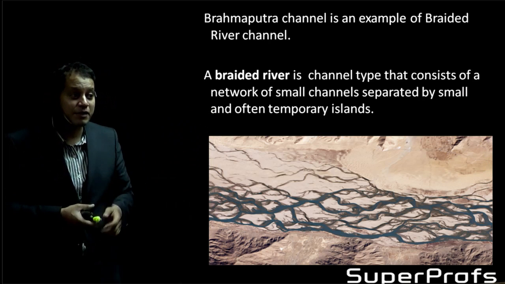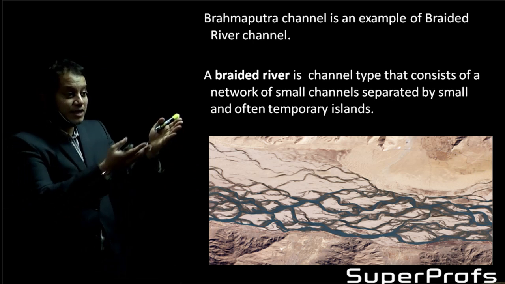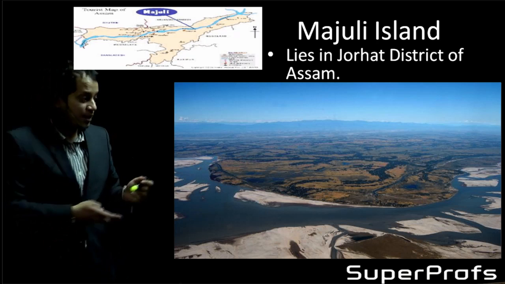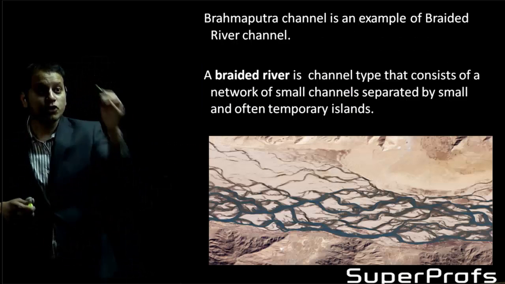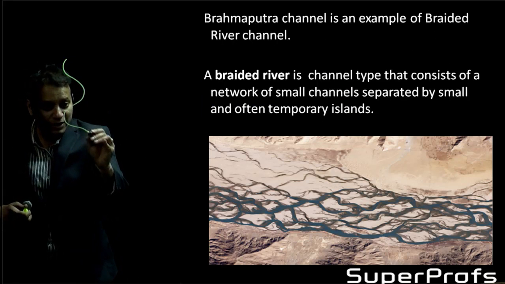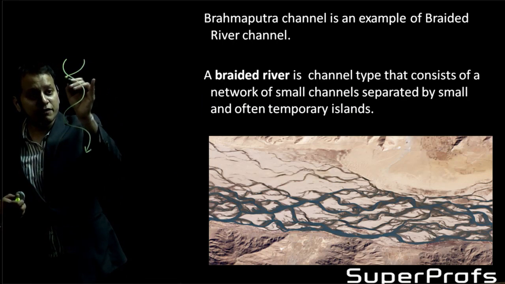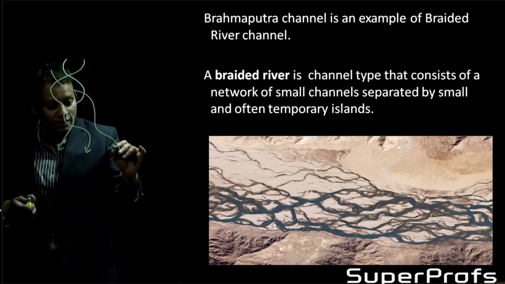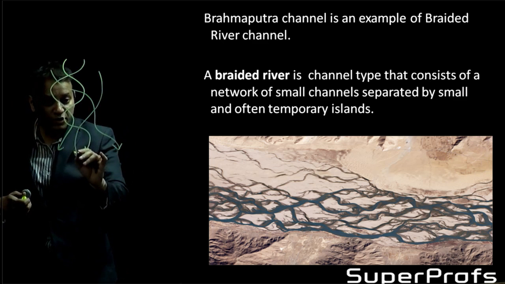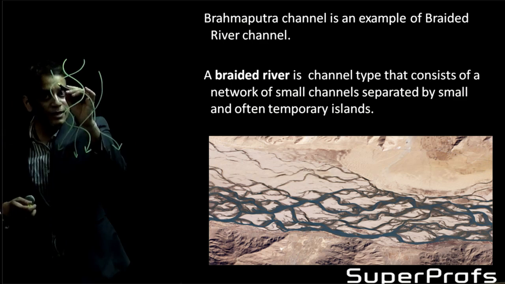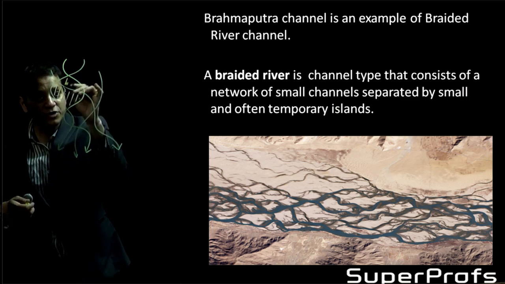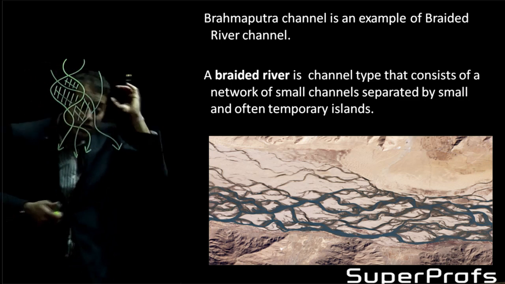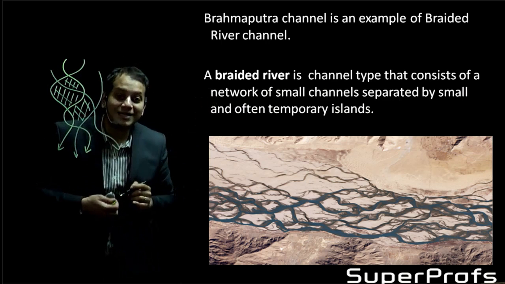What is a braided river channel? A braided river channel is a type of channel that consists of a network of small channels. If this is a river, it is flowing in this direction. Later on, the river will shift its course and flow in some other direction, and again shift its course and flow in some other direction. The area in between, the land here which I am shading now, consists of islands. Such a river channel looks like a braid, and it is known as a braided river channel.